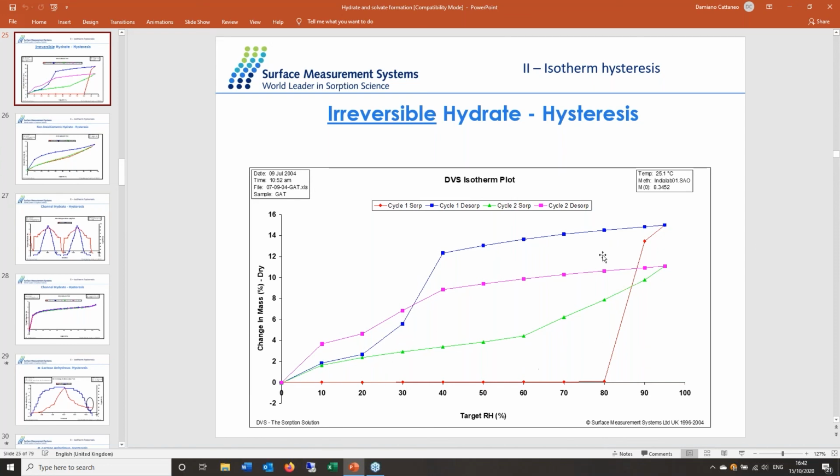If I only did 1 cycle, I can assume that the second cycle is the same, but I don't know it. Here, by doing 2 cycles, I can see the difference between what the sample was before the water exposure and what happened to the sample after the water exposure.